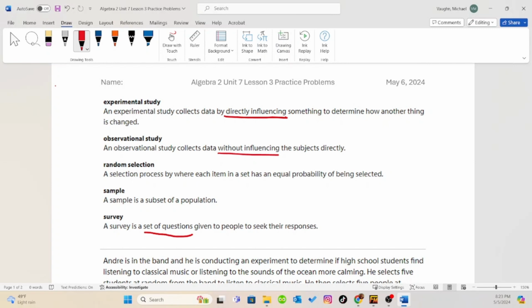If you have any questions about these vocabulary terms, please use class time now to ask me to clarify these before we move on to the questions.